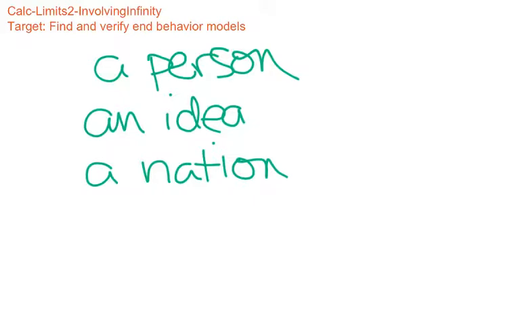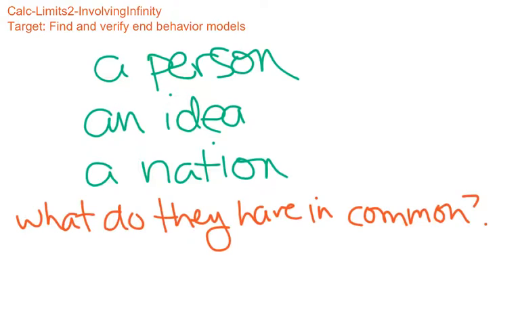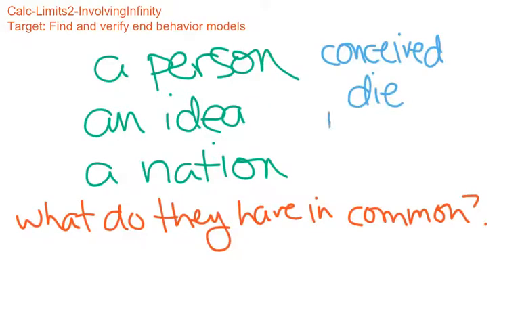These three things, a person, an idea, and a nation, what do they have in common? Well, they could be conceived. They can die. People in history live on. Ideas live on. A nation lives on. So I'm sure you could think of many more ways that these things have something in common.